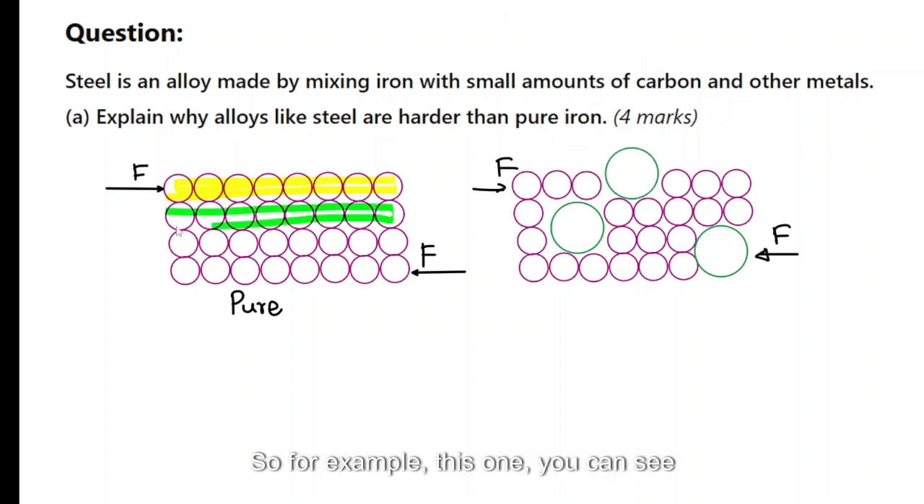For example, this one, you can see they can beautifully slide on top of each other, so it's malleable. Whereas this one, if you try to exert a force, it gets blocked. There are no free paths for these things to move. So let me show you a model answer.